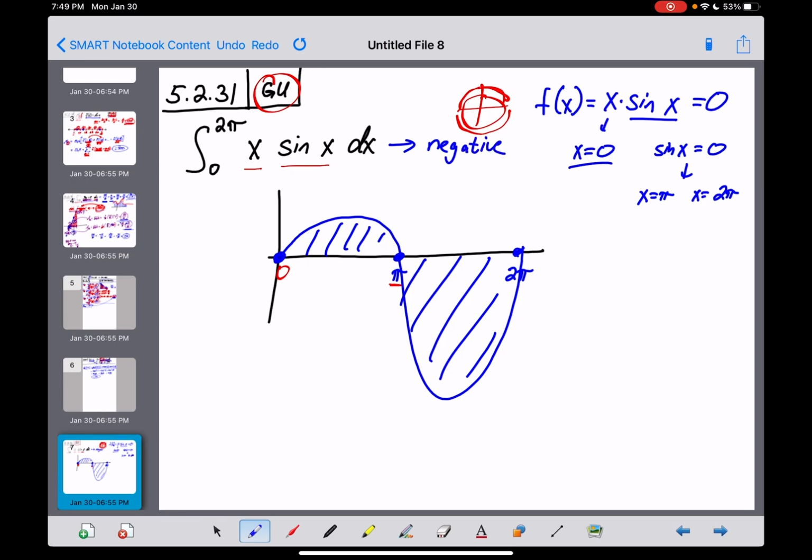Why is that? Because the area of region number 2 is greater than the area of region number 1. The negative part outweighs the positive, so we end up with a negative answer here for the value of this definite integral. And that is all they were asking us to do on problem number 31.